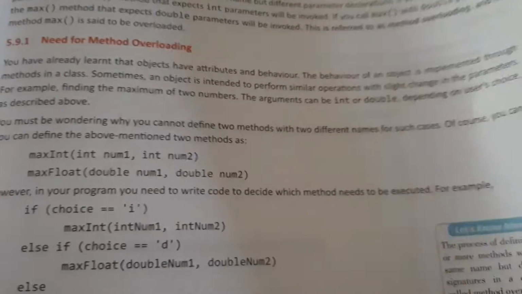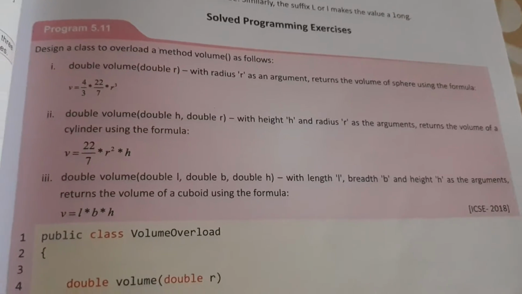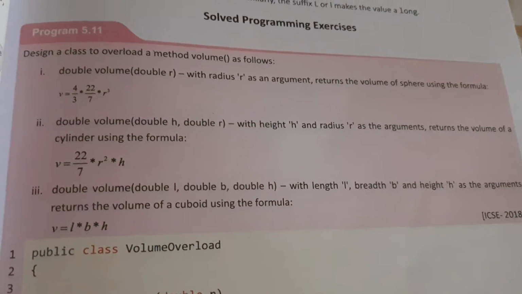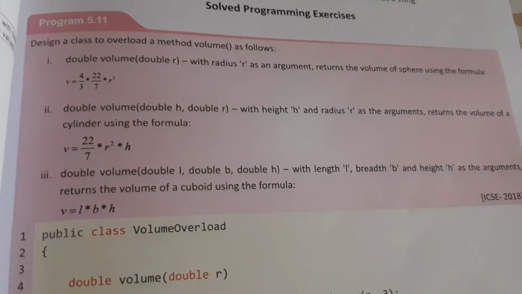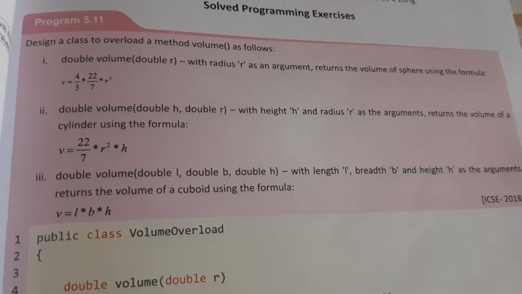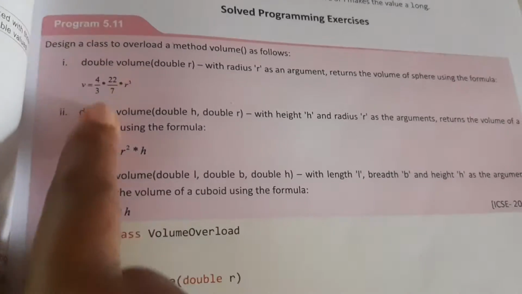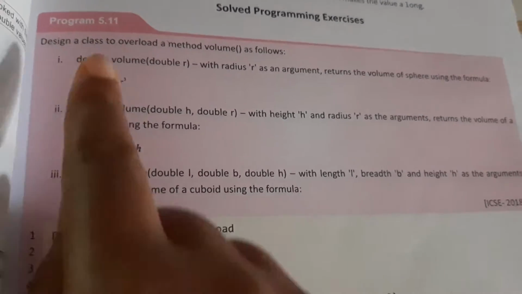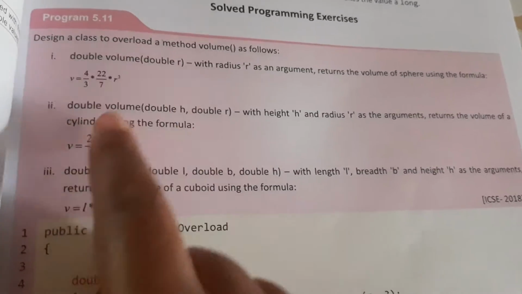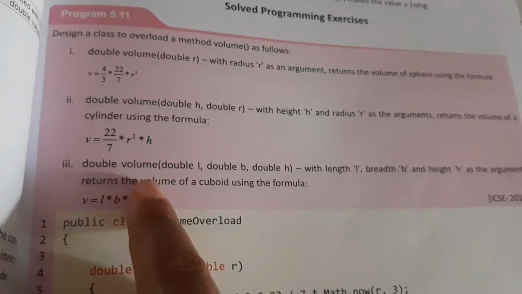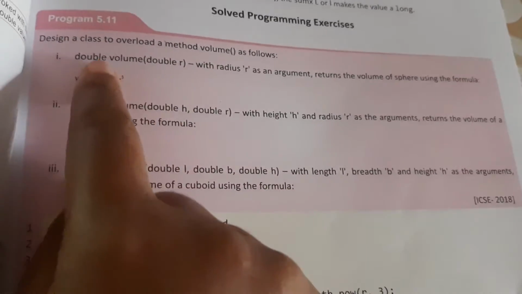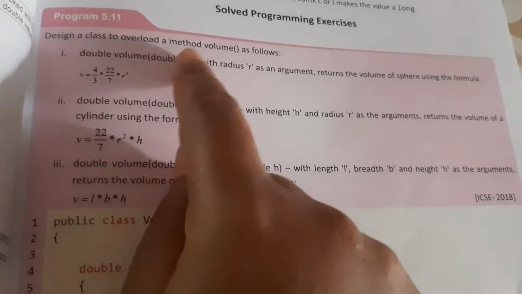Now suppose I have to explain method overloading in program form, this is how the question will come. This is a very important topic, and you get this question in the exam. So please understand how the program is based on method overloading. Here are three questions: double volume HR, that is R, and double volume LBH. The formula is also given. We are trying to find the overloading.